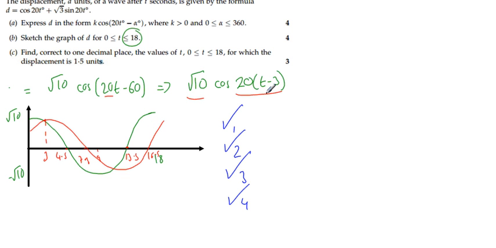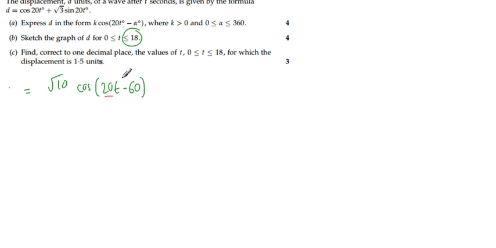Now part C. Find, in fact, I'm just going to do some wee bit of admin. Give me a wee second again. Okay, so lastly, for part C, find, correct to one decimal place, the values of t for which the displacement is 1.5 units. The displacement we know we've turned into this equation from part A. Now we want to know when that's equal to 1.5. Okay, so this here is the equation we've got to solve.